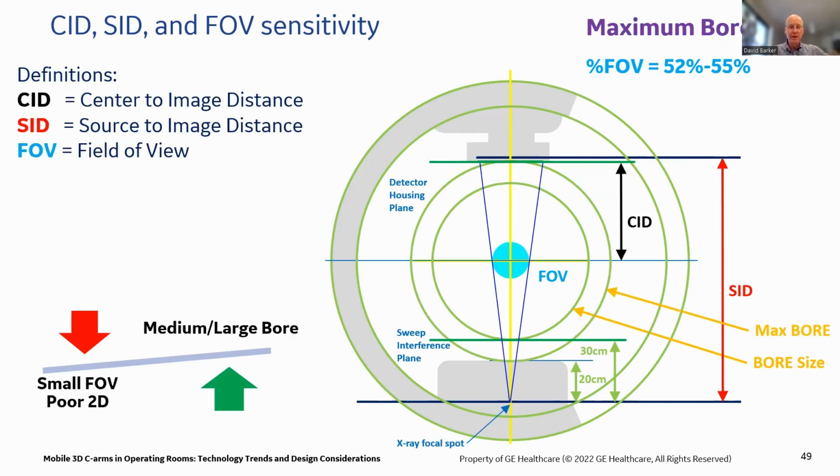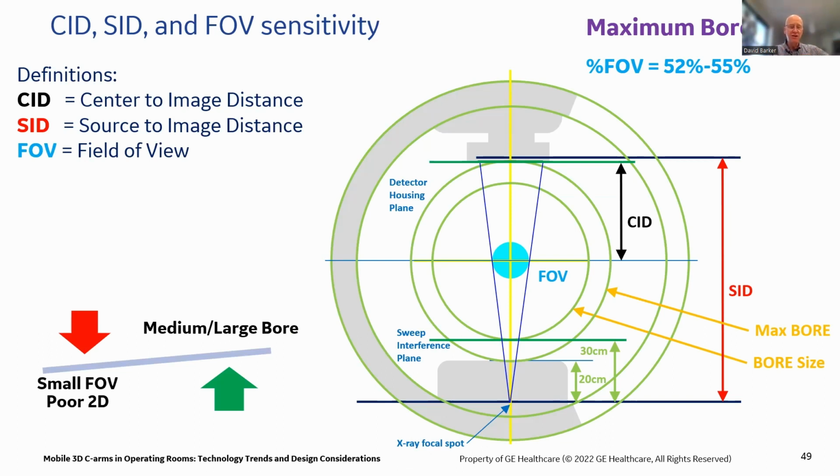Now, as I start going bigger, yes, I can say I have a bigger bore size than someone else, but now my reconstruction size is going to be smaller. I'm down at 50% now, or closer to 50%. Yes, I have a bigger bore, but I'm going to have a smaller reconstruction size, and I'm starting to make my CID so big that now for 2D, this is not as useful as a system.